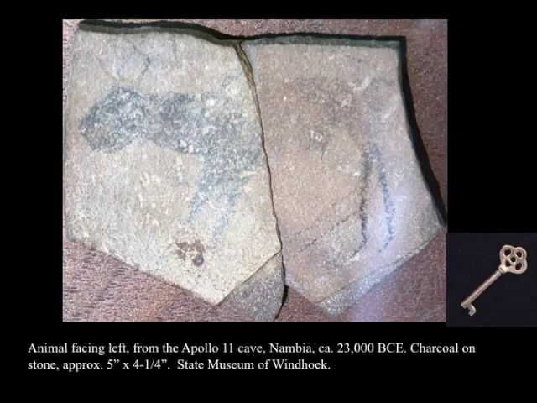So one of the earliest objects that we'll be looking at here from Africa is an object that came from a cave called the Apollo 11 cave in Namibia. And this was discovered by anthropologists who were excavating and discovered this object, and it's actually created with charcoal drawn on stone. Fairly simplistic process. But it's a very, very early representation of an animal.